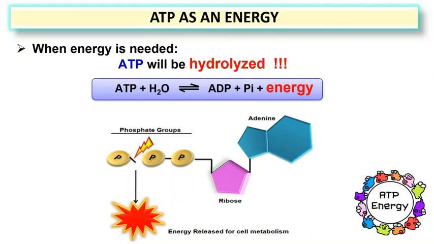So when an organism needs energy, ATP will be hydrolyzed. And this is the equation: ATP plus H2O will become ADP plus inorganic phosphate plus energy is released. So this is the energy released for cell metabolism.